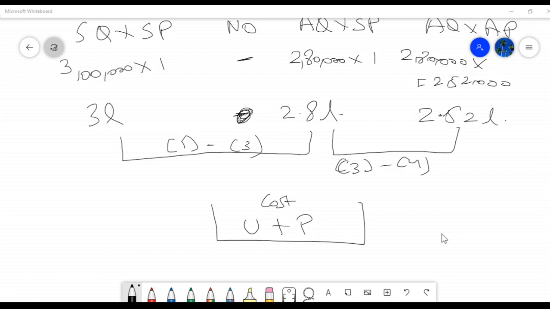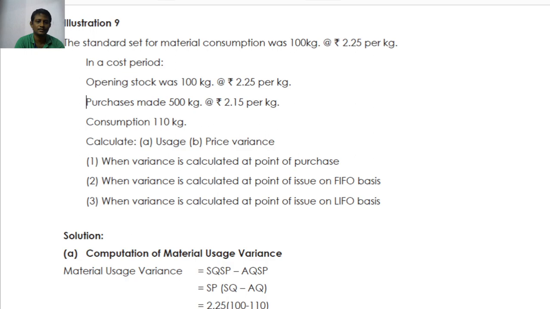Illustration 9. What is this illustration 9? Standard set for material consumption was 100 kg at rupees 2.25 per kg. They have given standard information for the period. 100 kg is the standard material used, a predetermined quantity, and the standard price is 2.25 per kg. Okay, this is standard information.